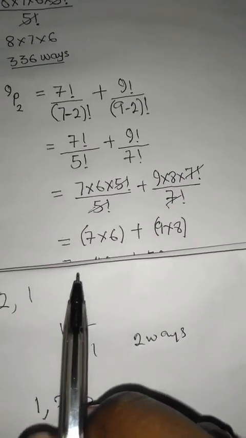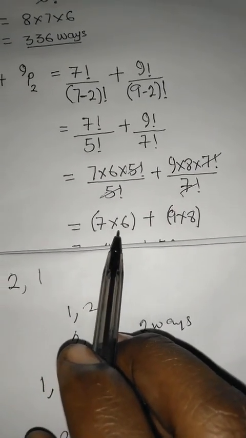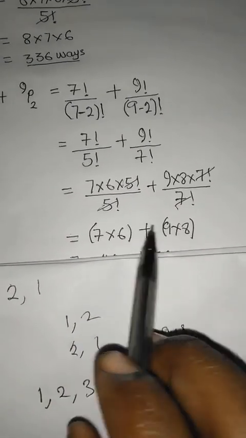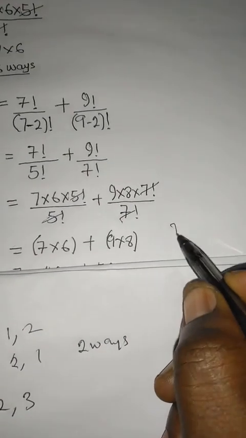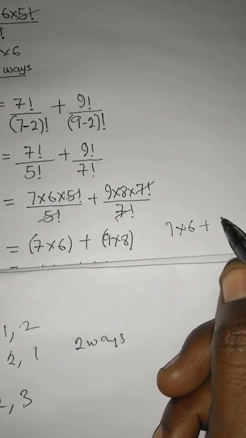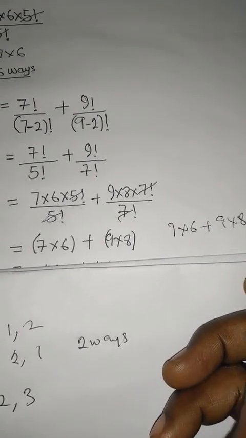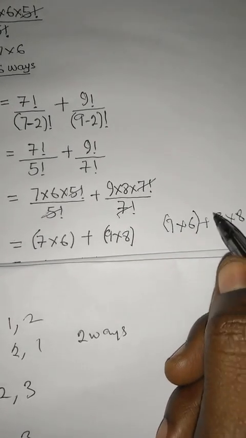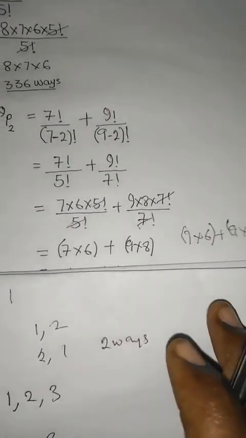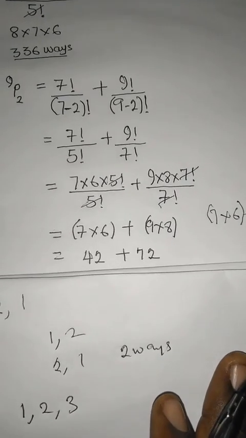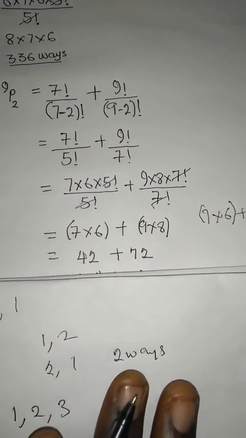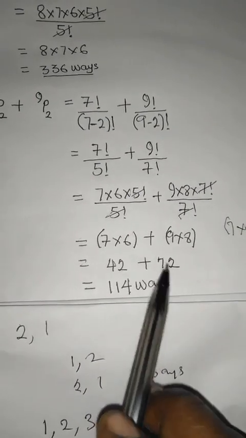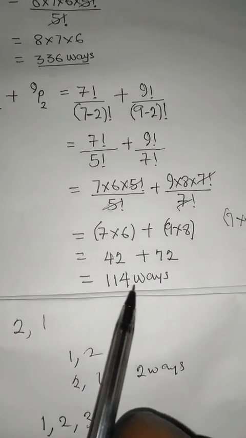Now remember BODMAS, your multiplication comes before your addition. So first of all, multiply the 7 times 6, because some of you will make that mistake by saying 7 times 6 plus 9 times 8 directly. Now you don't do it that way. You bracket the multiplication first. After multiplying, then you now add. By doing that, you'll be having 42 plus 72, which will give us 114 ways. That means the number of ways that these objects can be arranged is 114 ways.